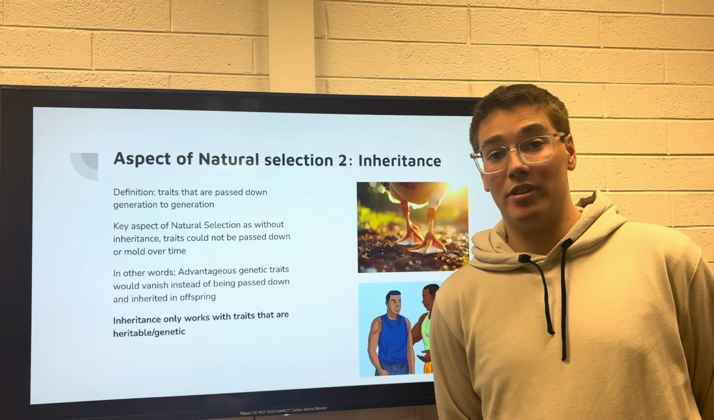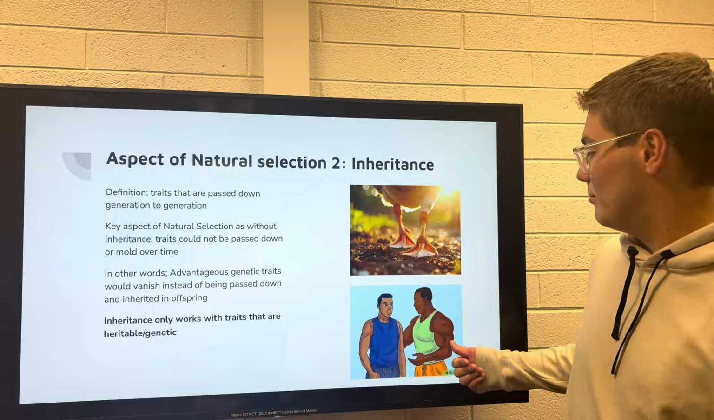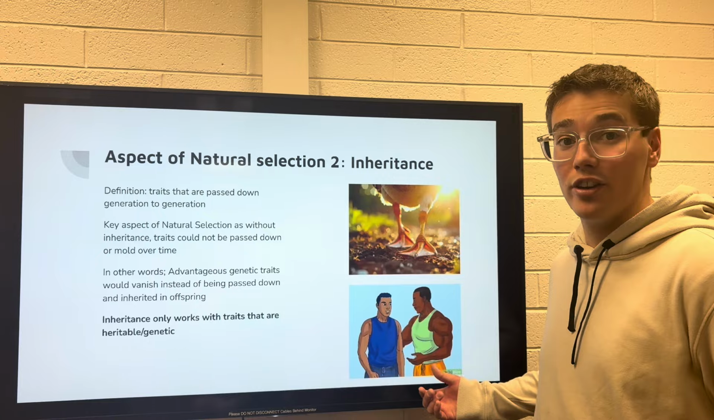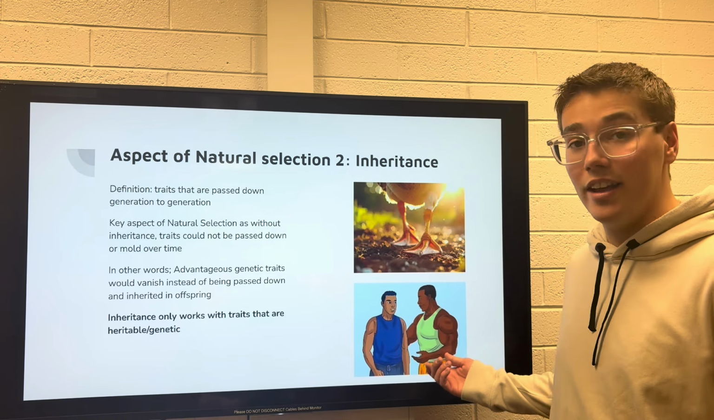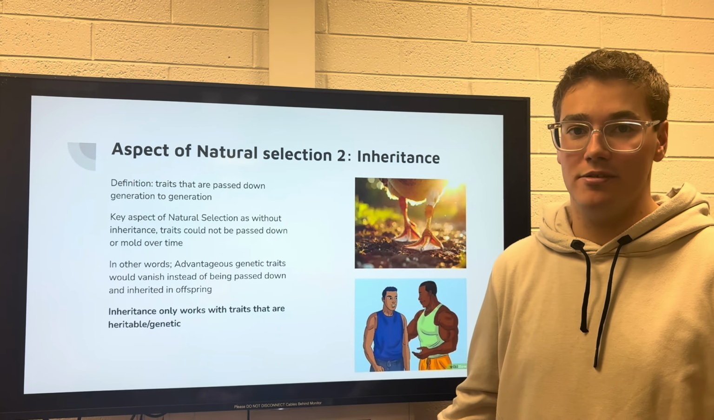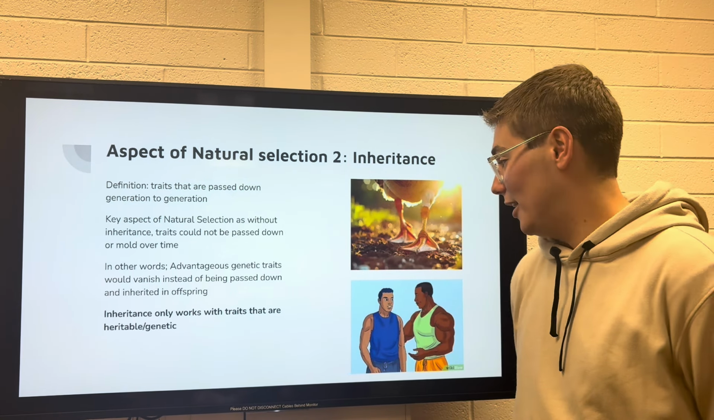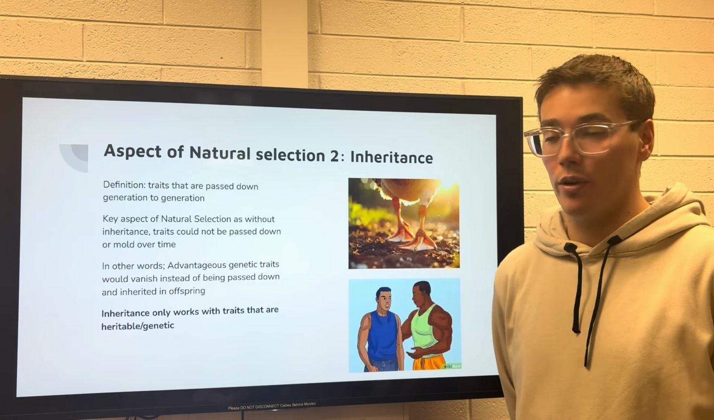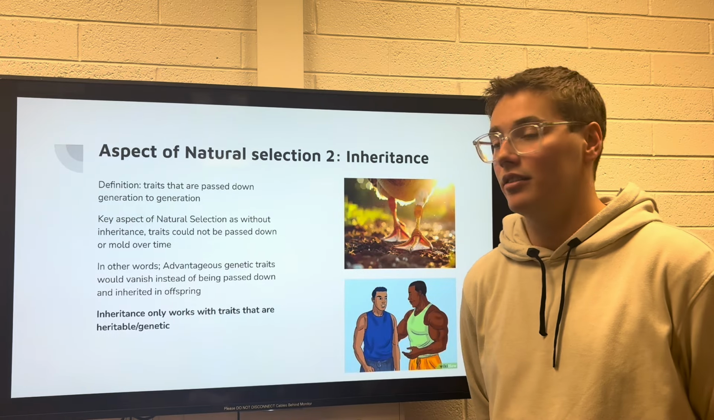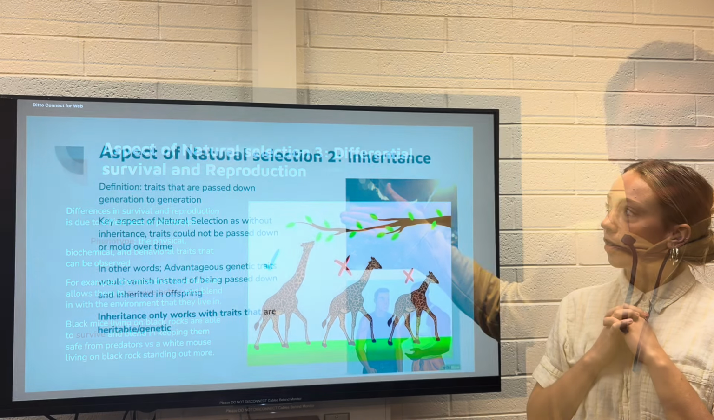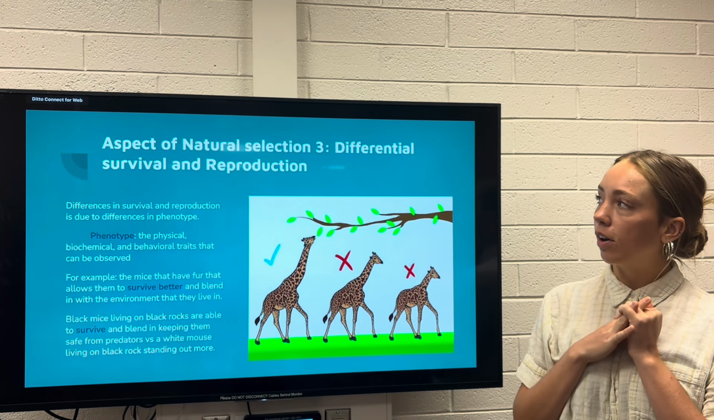And an example against that, or an example of non-inherited traits, is the muscles gained by Dirk. Here, Dirk, in his lifetime, has gained these magnificent arms, but it's not something that will be passed down to his kids. When he reproduces, his kids will come out with scrawny-looking bones. And that inheritance only works with traits that are inheritable or genetic, something that can be passed down, like the webbed feet. So this is an aspect of natural selection. It's differential survival and reproduction.